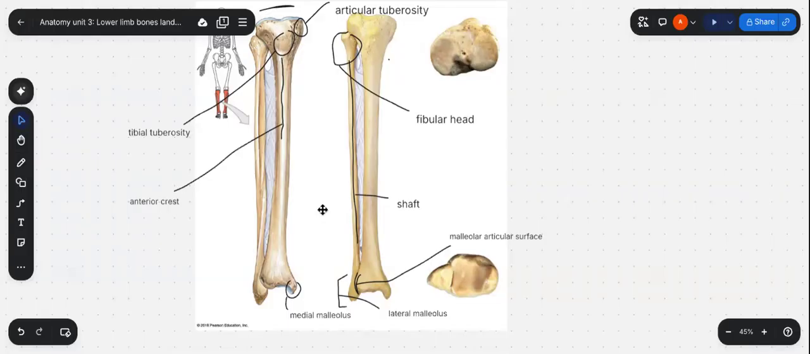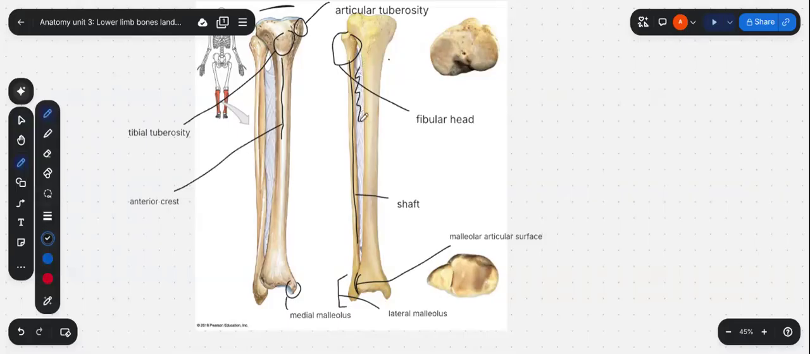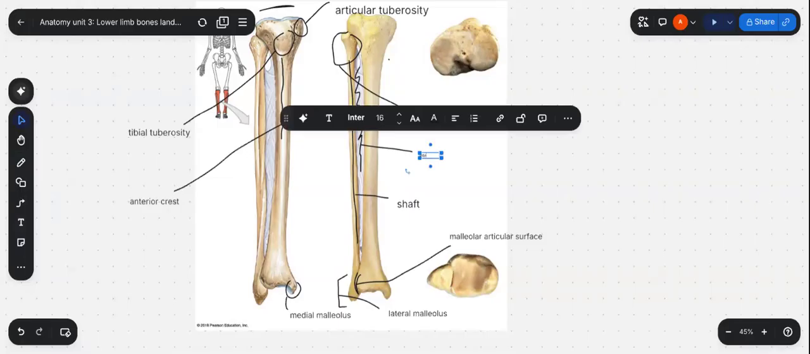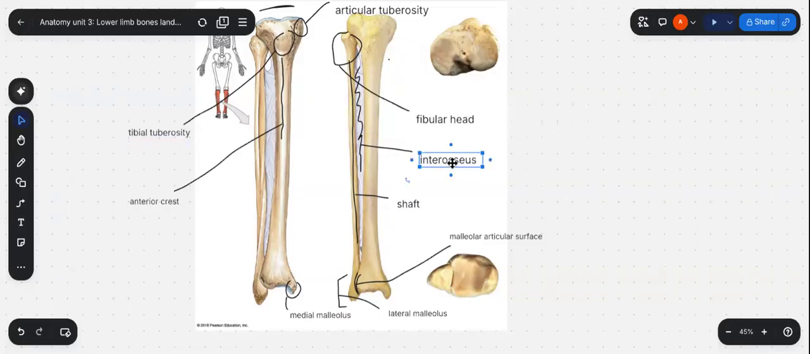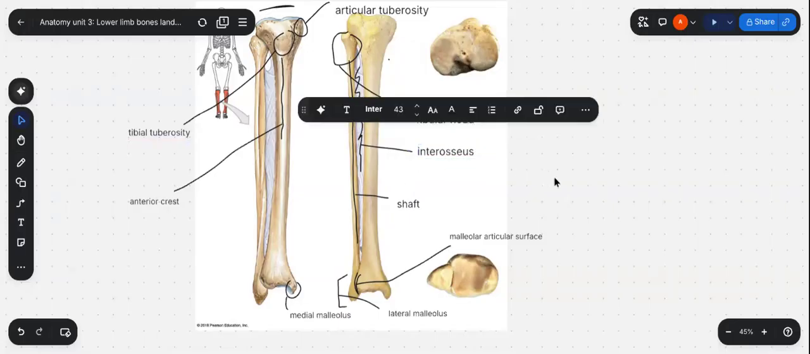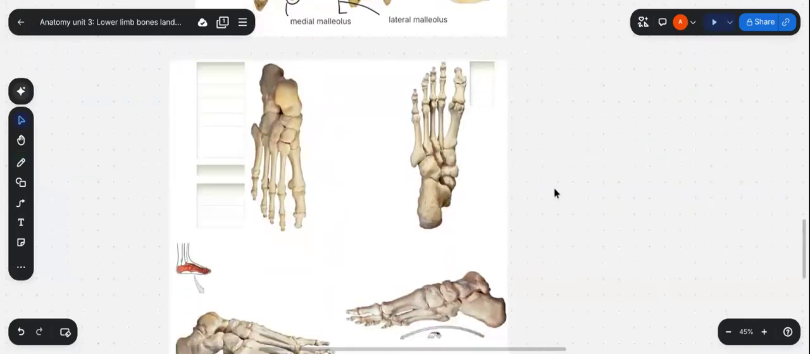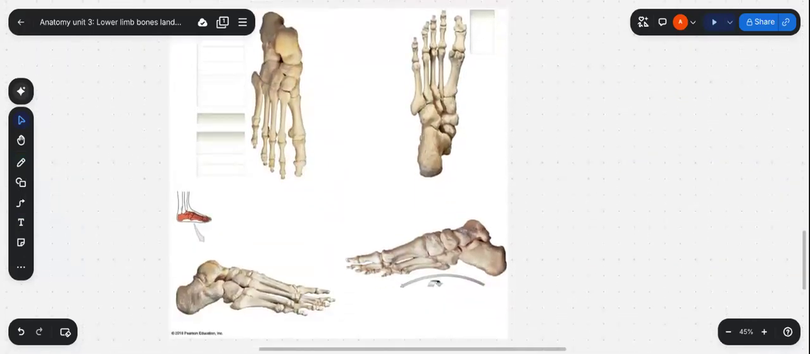Finally, one last thing that is cool to know is that you see this kind of like gray membrane in between the tibia and fibula. This is known as your interosseous membrane, and it just helps to kind of glue the two bones together and help them to not really move around within your body. All right, finally, we're going to take a look at the foot.